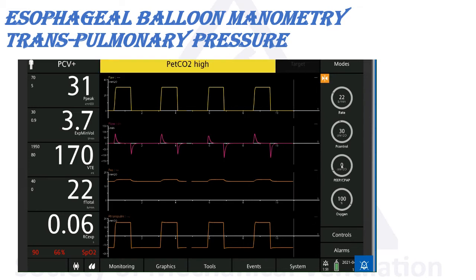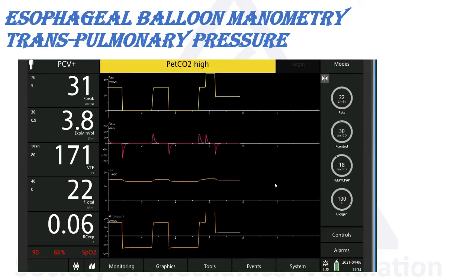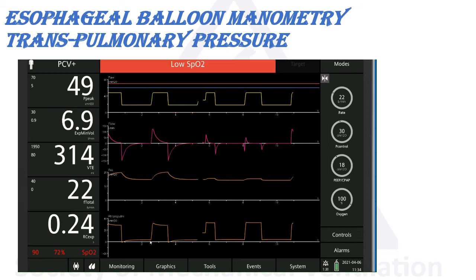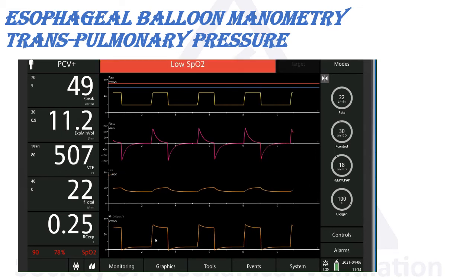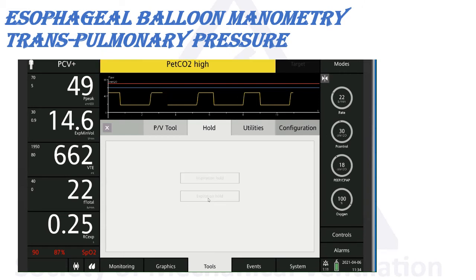So look what happens when we increase the PEEP. So let's start increasing the PEEP. The goal is also to keep the end expiratory transpulmonary pressure usually above zero, and some studies showed that this improved the respiratory compliance and oxygenation, with some trend towards improved mortality, although some other studies also didn't show the same benefits. So we'll go ahead and put an end expiratory pause.